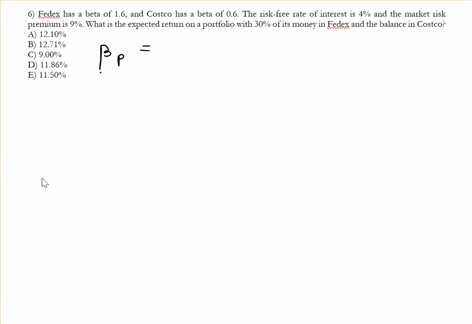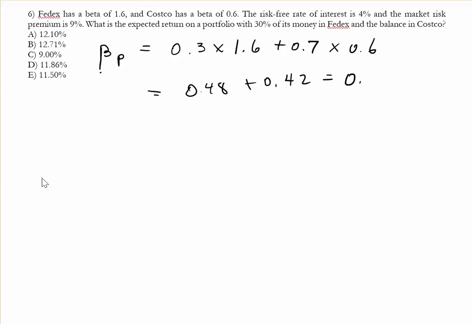So let's find out what the beta is of this portfolio. So we have 30% put into FedEx, and FedEx has a beta of 1.6, and then we have 70% put in Costco, and that has a beta of 0.6. So we got 0.3 times 1.6 is 0.48, and 0.7 times 0.6 is 0.42, and we have a beta of 0.9. And now we can calculate the expected return of this portfolio by plugging into the security market line equation.